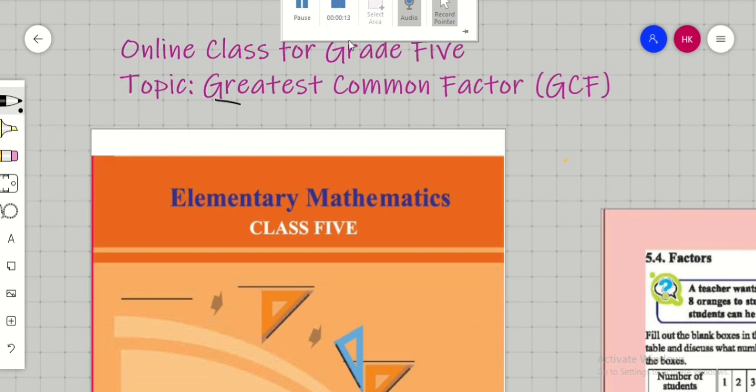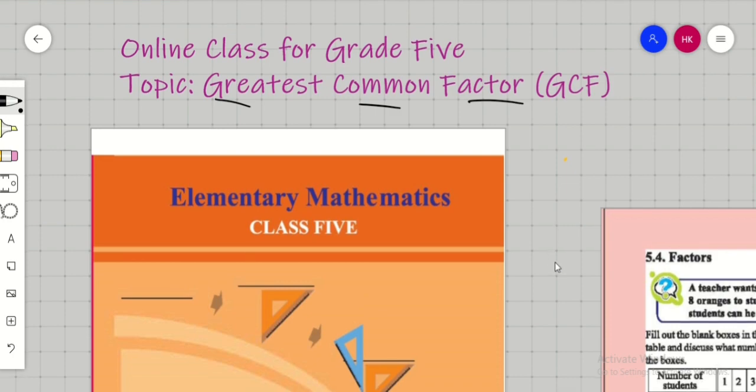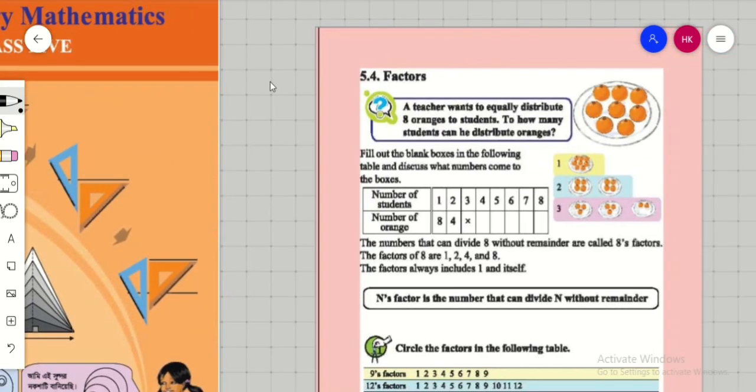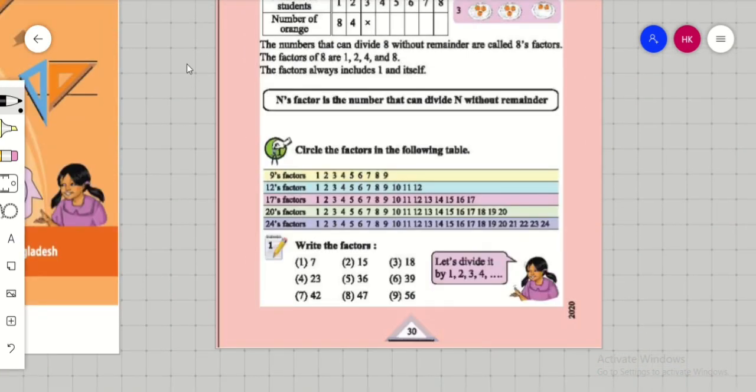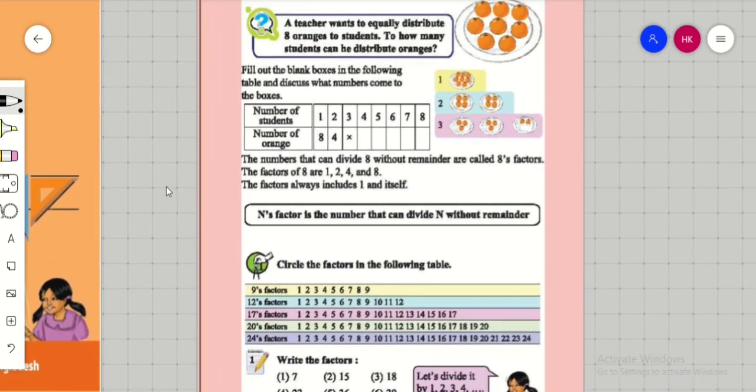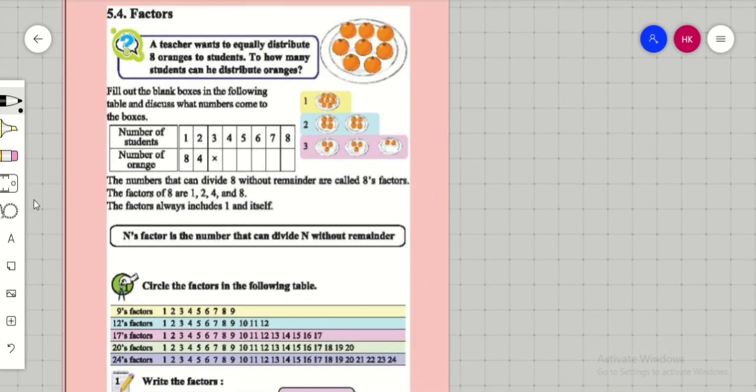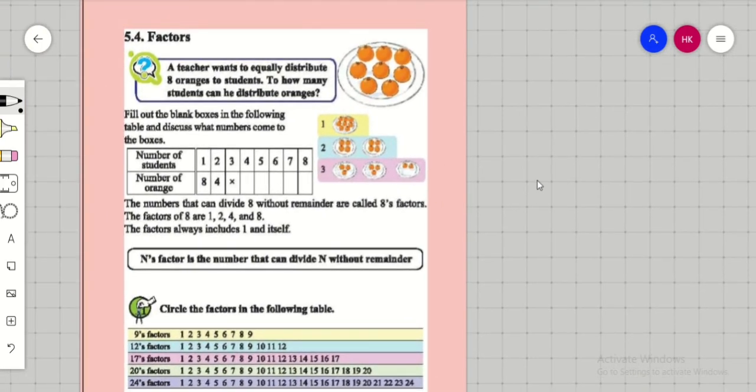Our today's topic is greatest common factor, GCF. Alright, let's begin. First of all, we want to learn what is a factor. So you can take your math book and open page number 30 and see there is a description or example given.